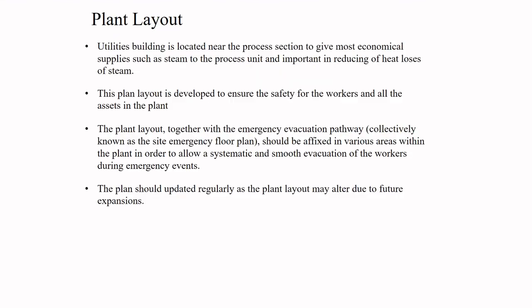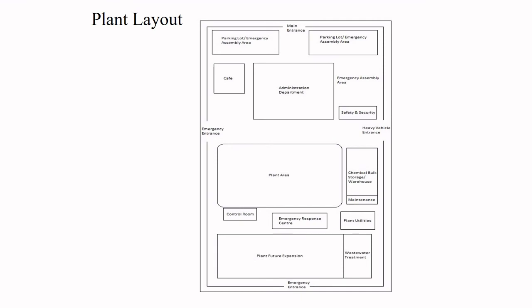Plant layout. The utilities building is located near the process section to give the most economical supply, such as steam, to the process unit and is important in reducing heat losses. This plant layout is developed to ensure the safety of the workers and all assets in the plant. The plant layout together with the emergency evacuation pathway should be affixed in various areas within the plant in order to allow systematic and smooth evacuation of workers during emergency events. This plan will be updated regularly as the plant layout may be altered due to future expansion. This is our plant layout.